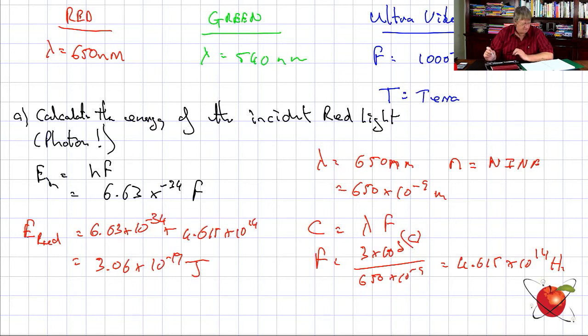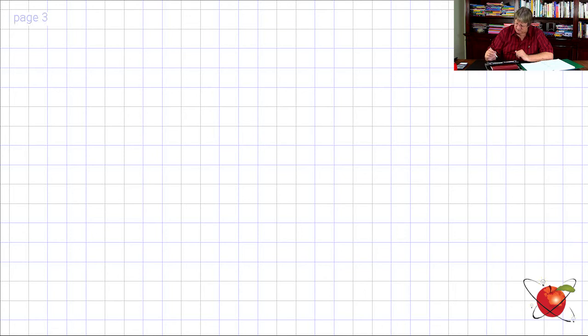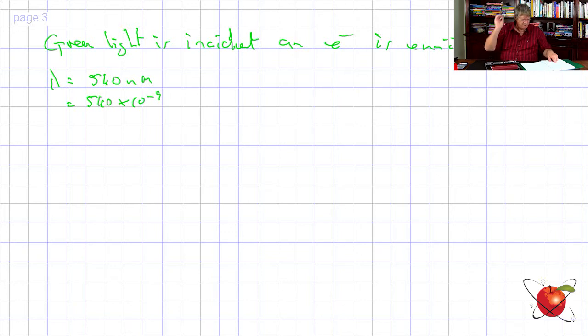Now remember, they said here that it is noted that an electron is emitted when green light is incident onto the surface. So hold on, let's just read the blurb. They told us that when green light is incident, an electron is emitted. So what do we know about the green light? Well, we know that the lambda of green is 540 nanometers, which is 540 times 10 to the minus 9. We know that, correct? Okay.